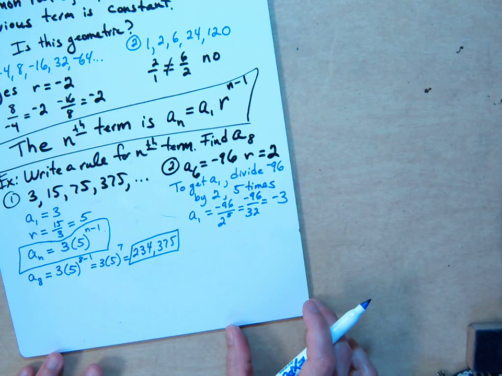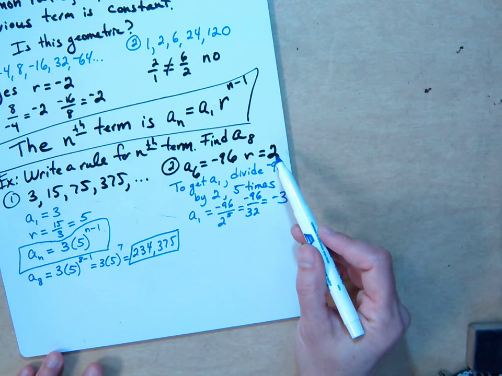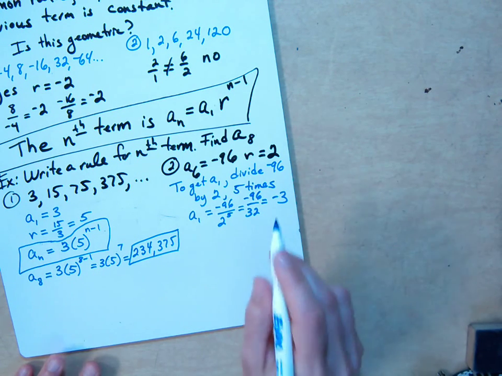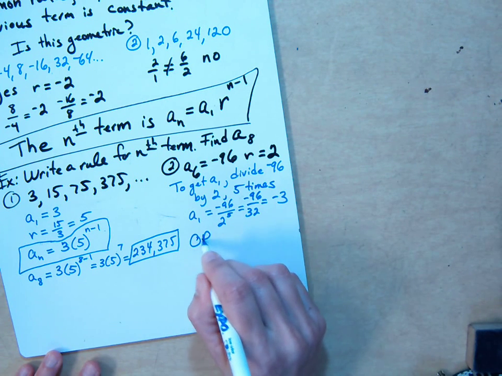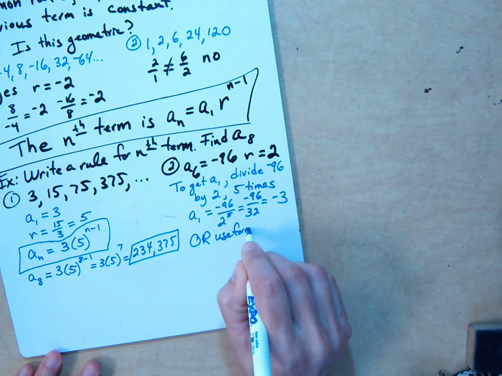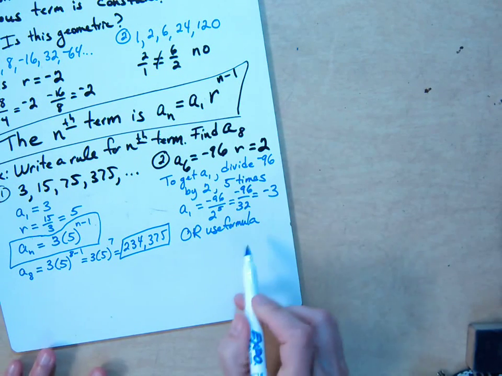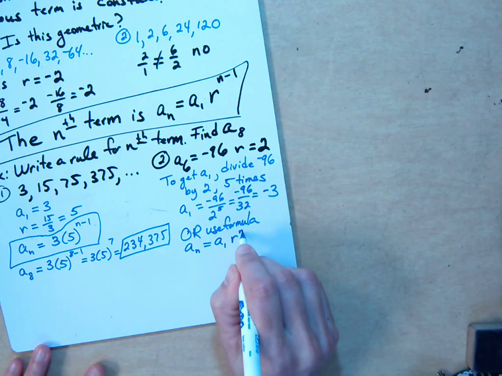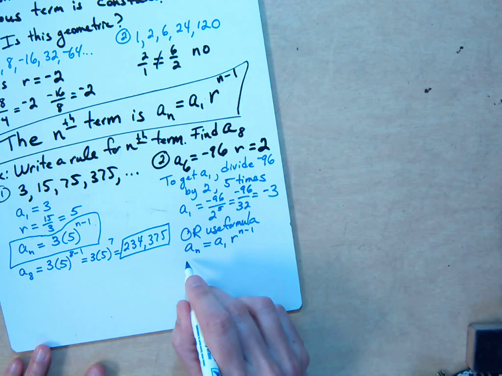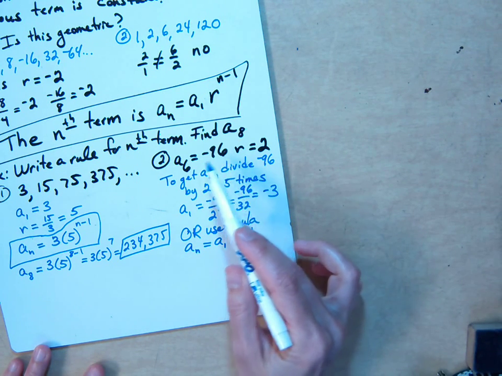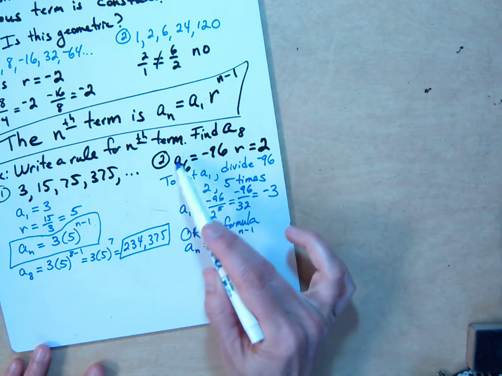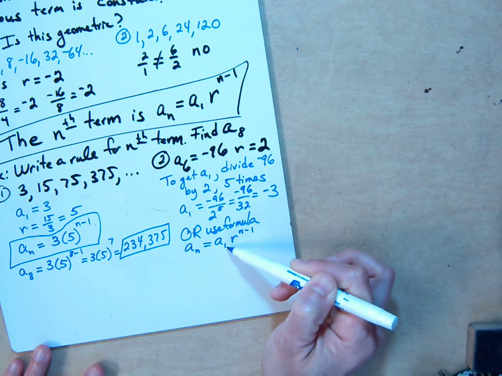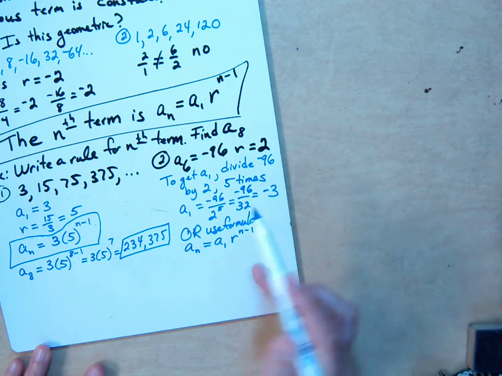And our common ratio, we already know is 2, so we could just go straight to the formula now. But before I do that, I want to show you another way. If that doesn't make sense to you, you can just use the formula to find a sub 1. You would have to remember the formula. You would say, okay, I know negative 96 is a sub 6, so I plug this information into the formula and plug r is 2 in, and I solve for a sub 1. If you prefer to do it that way, there's nothing wrong with that.